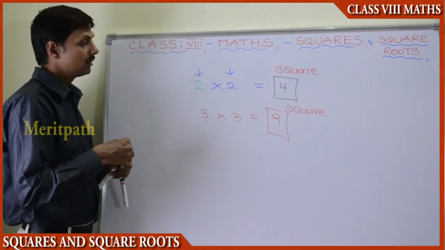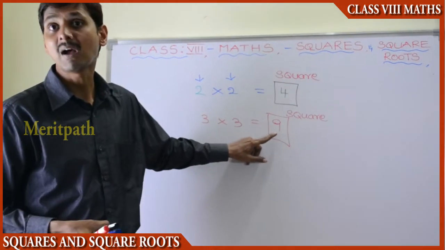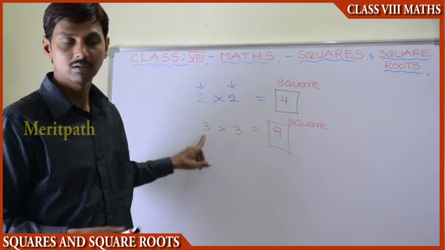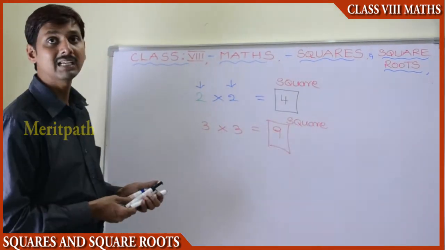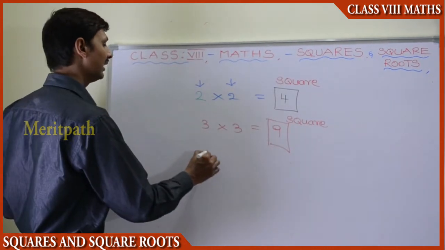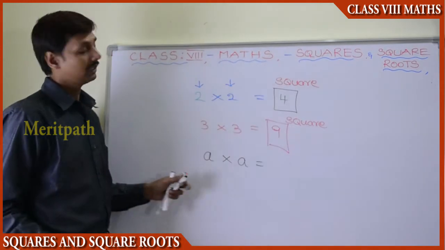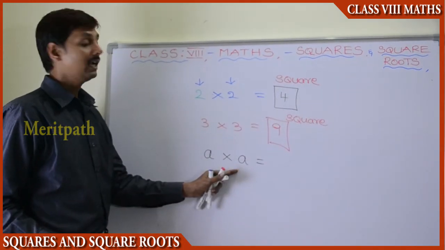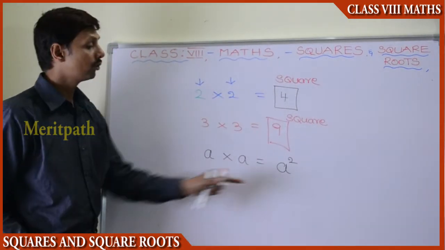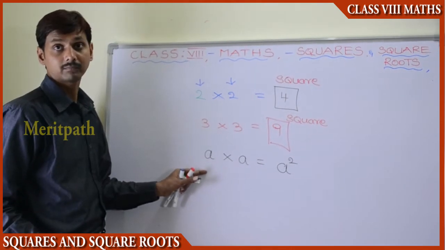So we multiply the two numbers and we are getting the result, and the resultant part is called the square of the given number. If we take a variable in the place of a number, let's take a variable small a, a into a, then we know that when two numbers are multiplied, we'll be getting a to the power of 2. So a square is the square of small a.